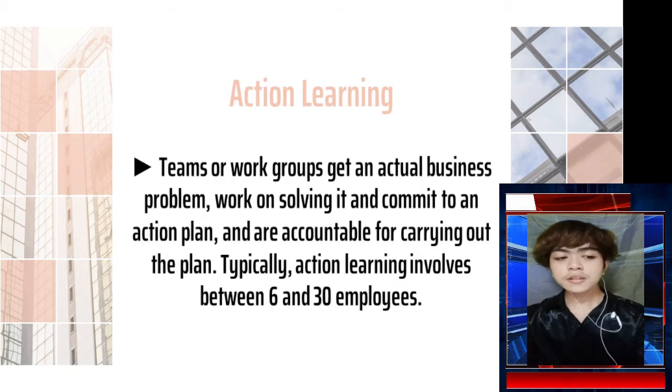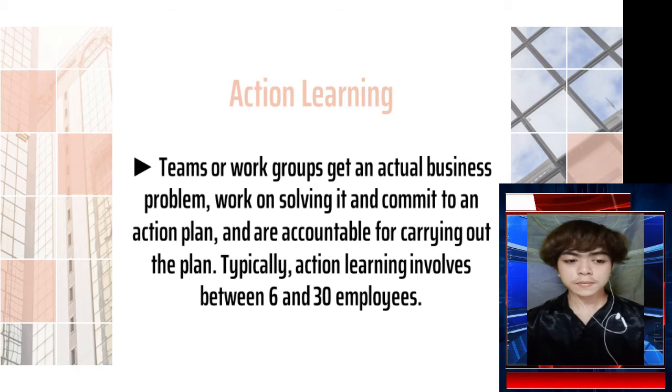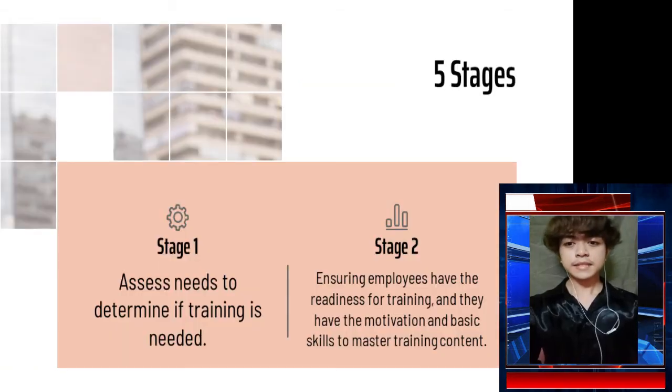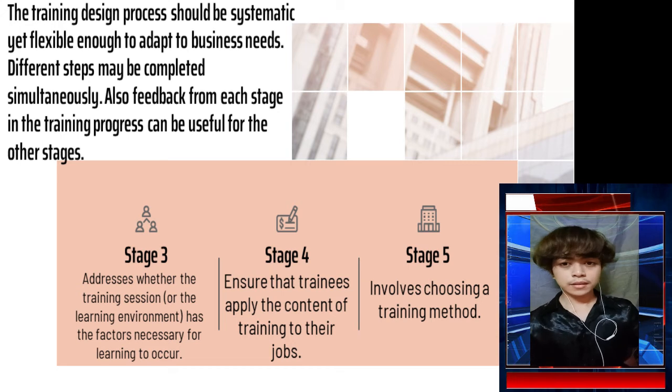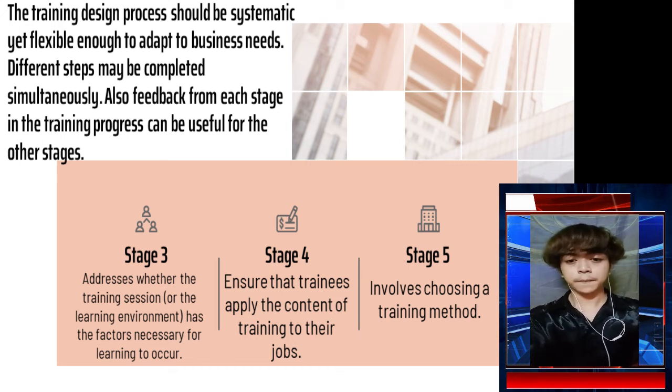Action learning: teams or work groups get an actual business problem, work on solving it, commit to an action plan, and are accountable for carrying out the plan. After following the 5 stages, you must evaluate if your employees learned or enhanced their skills while in training. I'll show you a video about cost-benefit analysis.